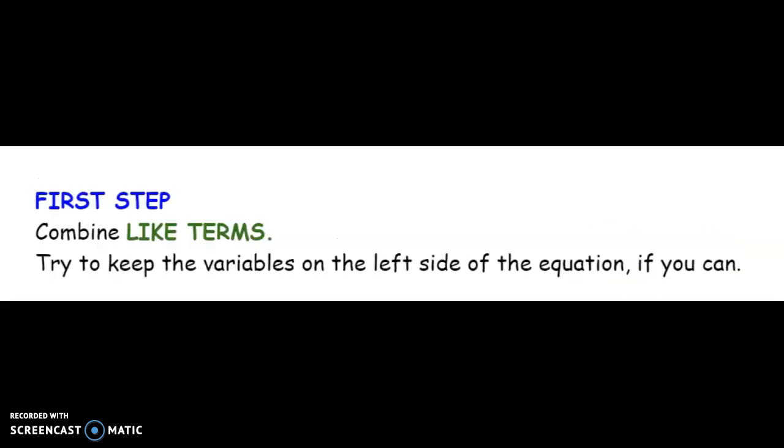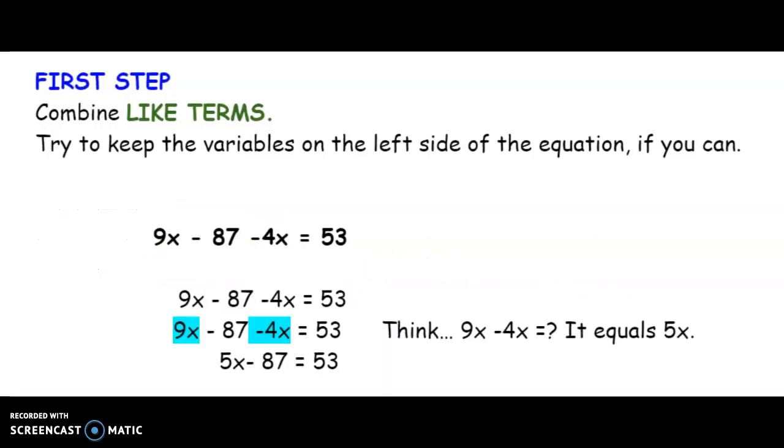Our first step is to combine like terms. We have to try to keep the variables on the left-hand side of the equation if we can. That's always helpful. So let's take a look at our original problem. 9x minus 87 minus 4x equals 53. The first thing we have to do is identify what are our wonderful like terms. As we look at this problem, we can see that our 9x and our minus 4x are our two like terms.